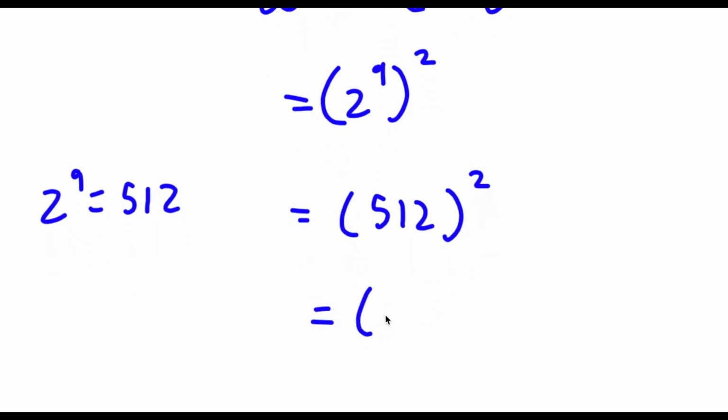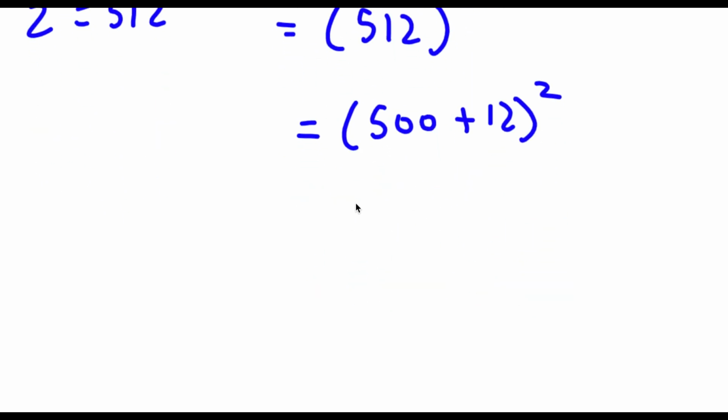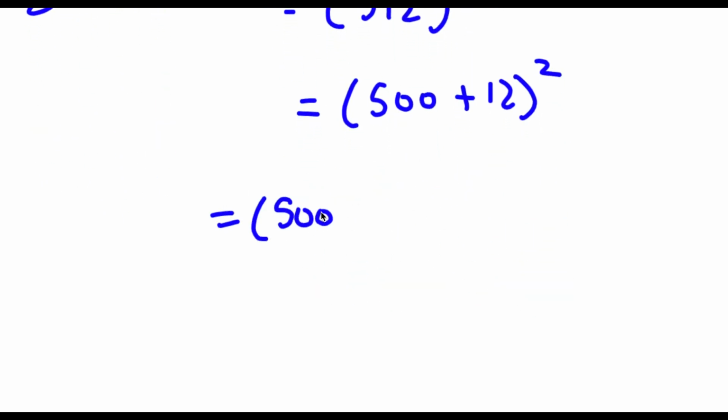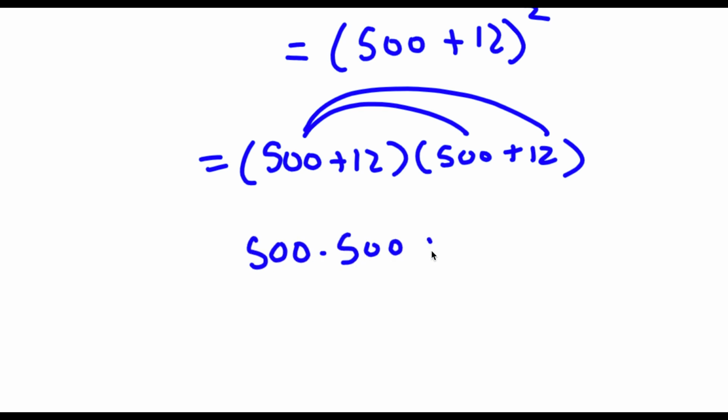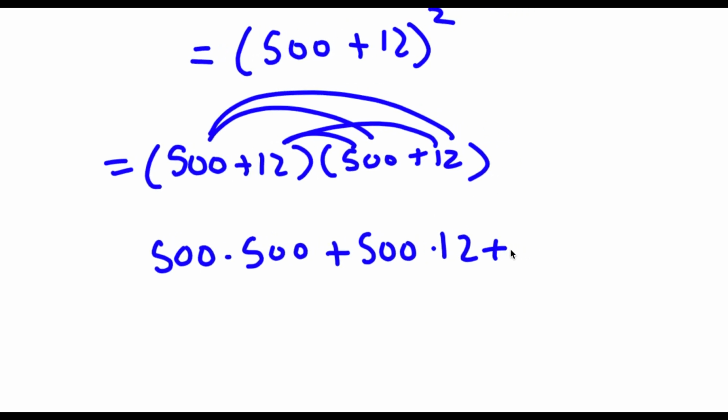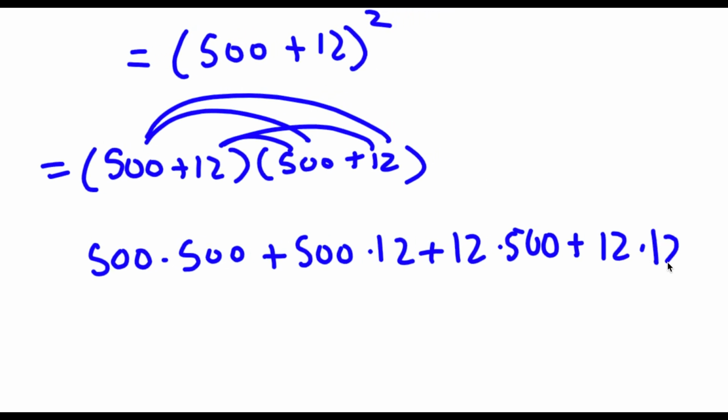And this is the same thing as 500 plus 12 to the power of 2, which is the same thing as 500 plus 12 times 500 plus 12. Now to solve this, I'm going to go ahead and distribute 500 to 500 plus 12, so now I have 500 times 500 plus 500 times 12. Now I'm going to do the same thing with 12. So now I have 12 times 500 plus 12 times 12.